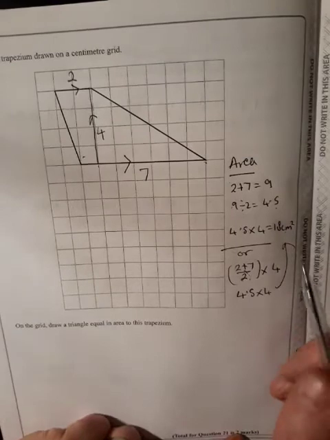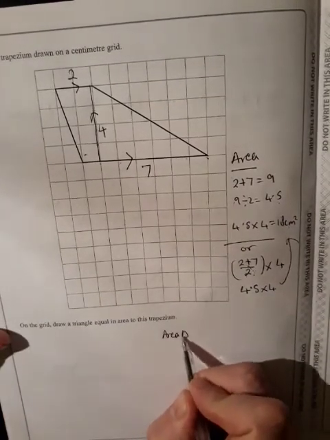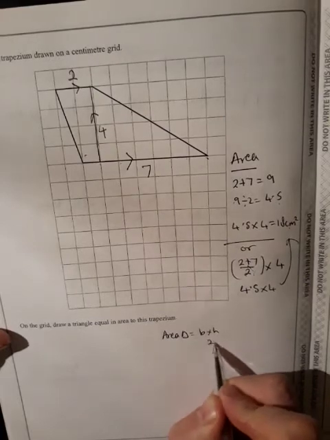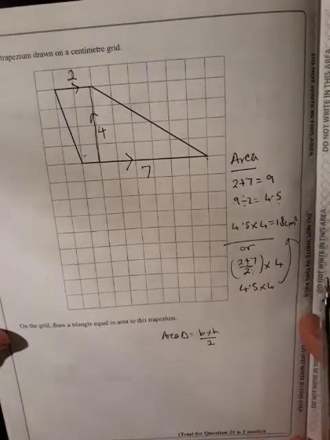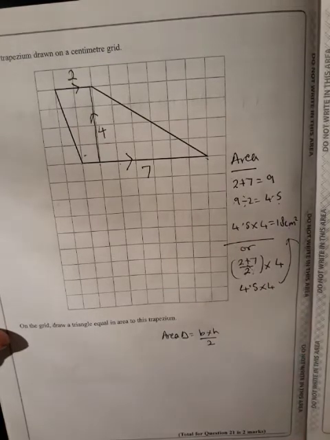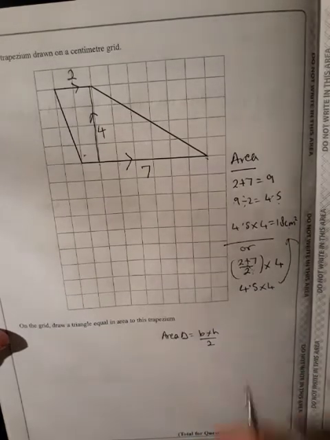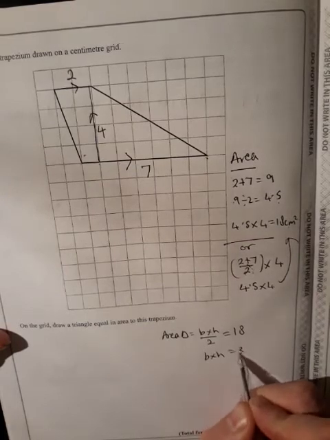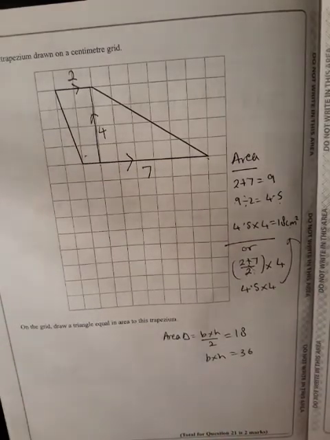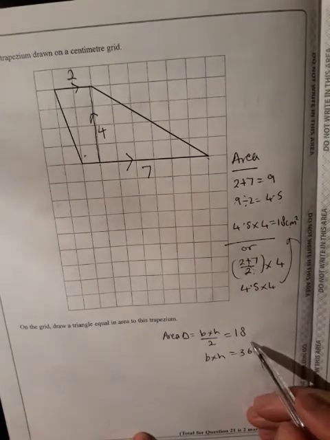Now we know for a triangle, the area of a triangle is base times height divided by 2. We want that to be 18. So, okay, if base times height divided by 2 has to be equal to 18, that must mean that the base times height must be equal to 36. Because we have to divide that by 2 to get to 18.